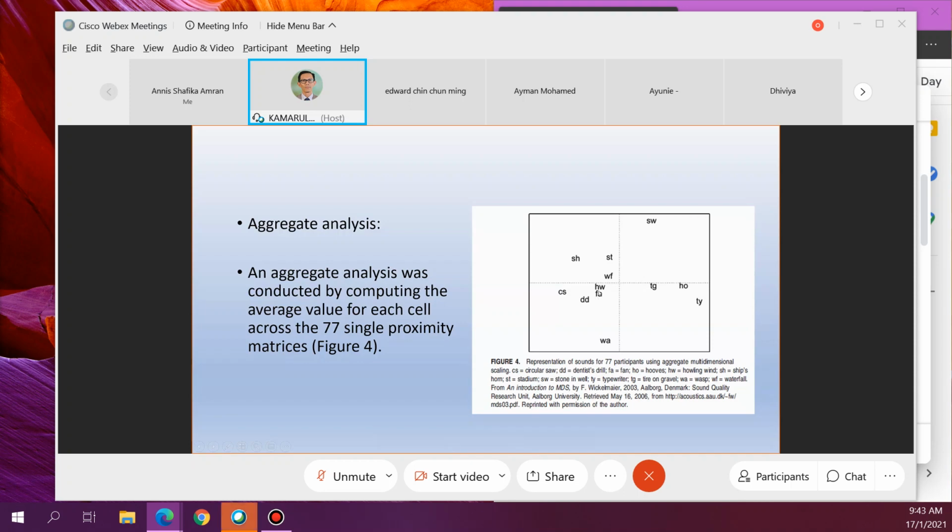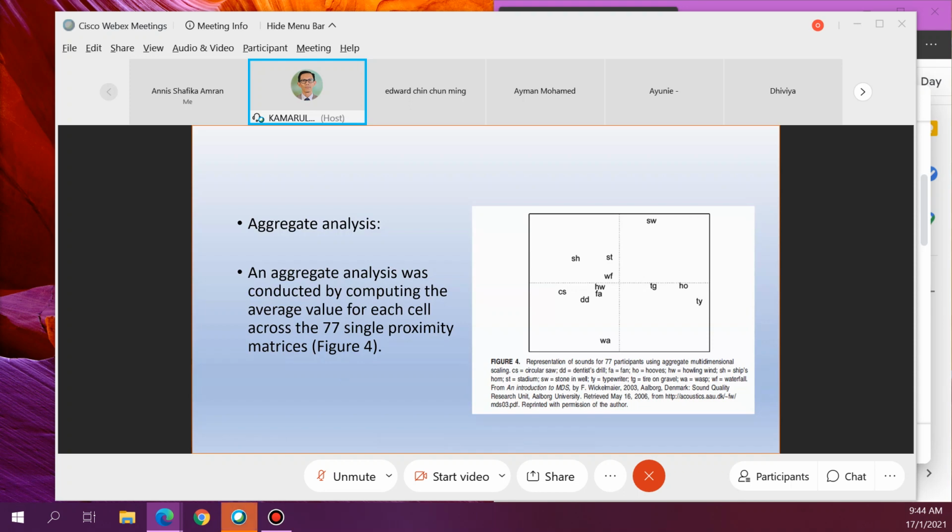So you can see a circular saw, dentist drill, fan, hooves, howling wind, ship's horn. They are in this group, almost similar among them. But you have TG. TG is what? Tire and gravel. HO is hoops, and TY is typewriter. They are clustered in one group. And you have WA, wasp, and SW, which is stone in well, quite further away from the other two groups.